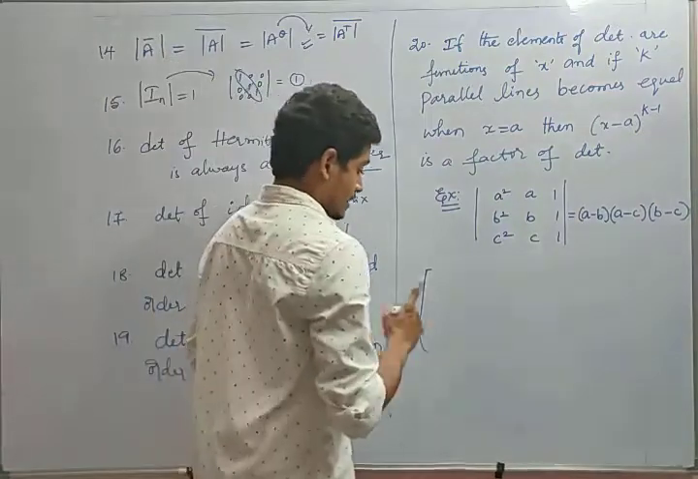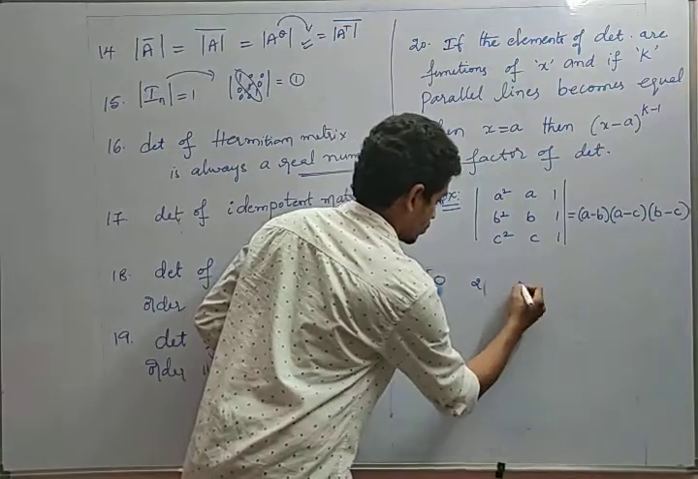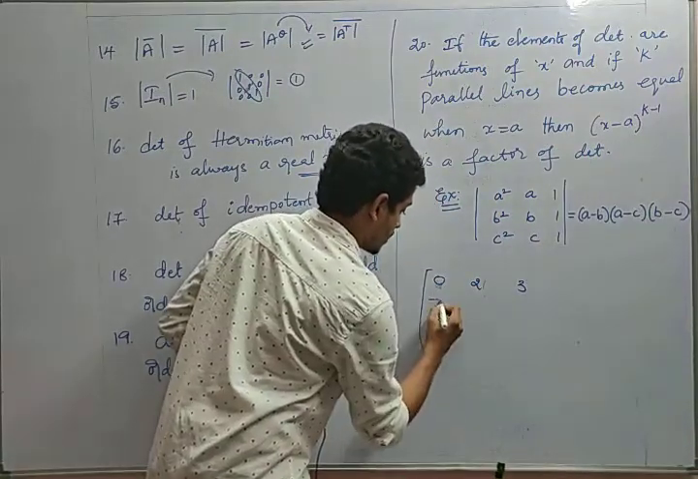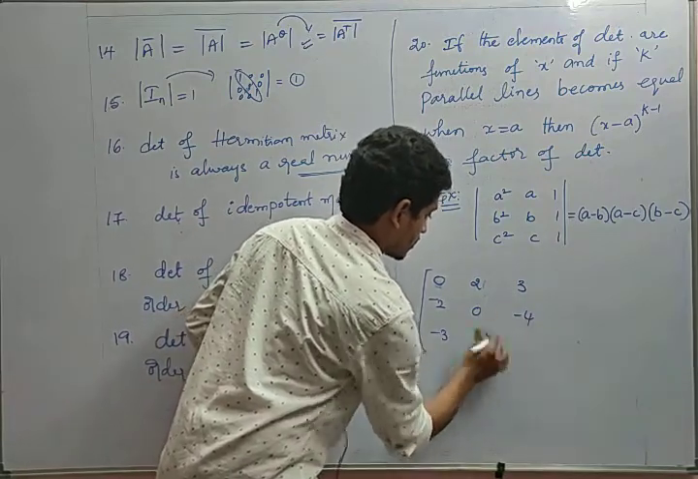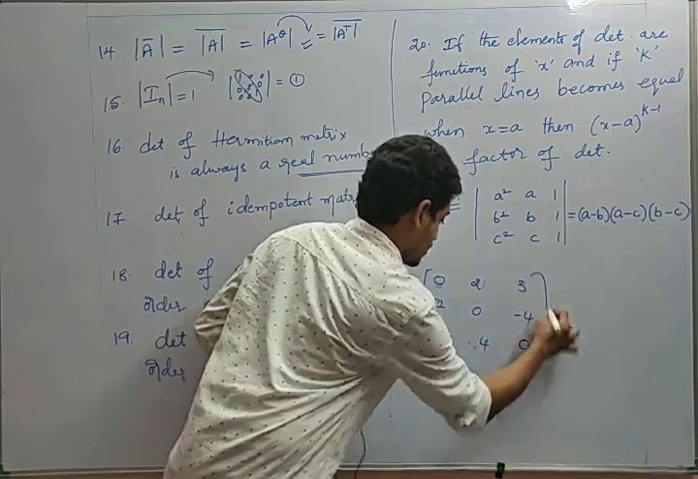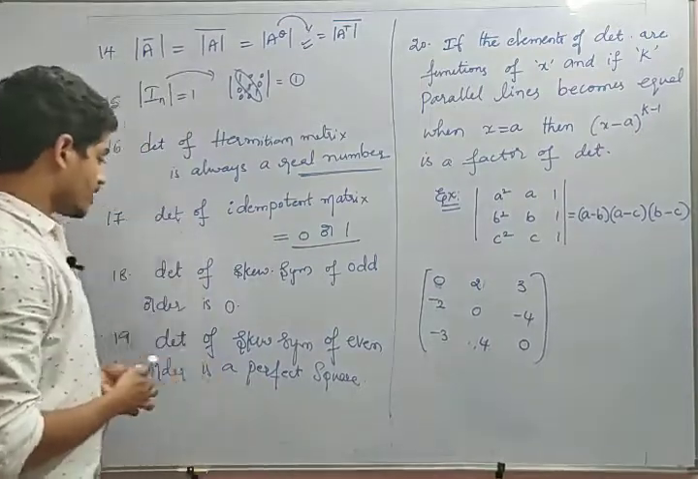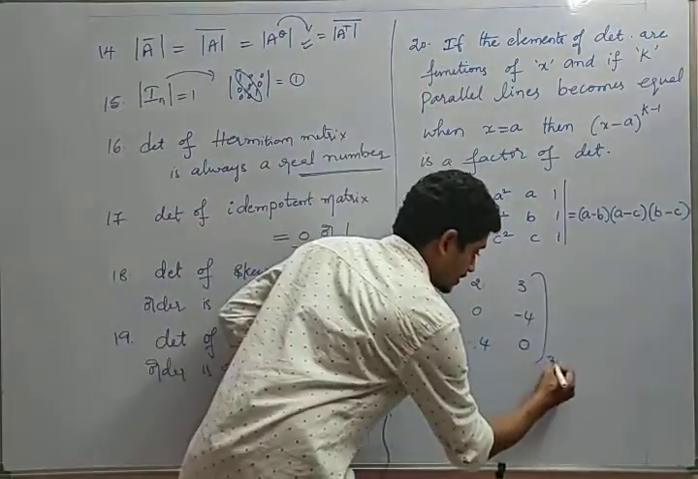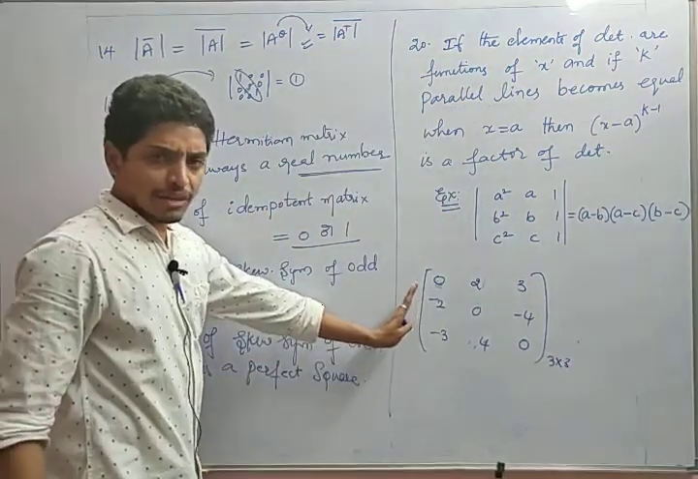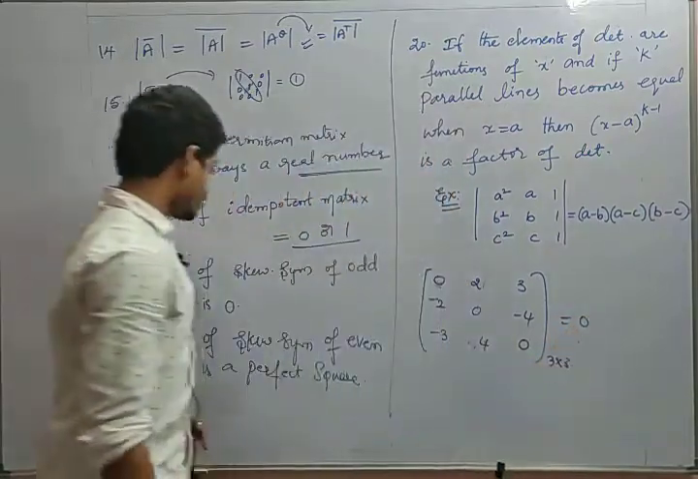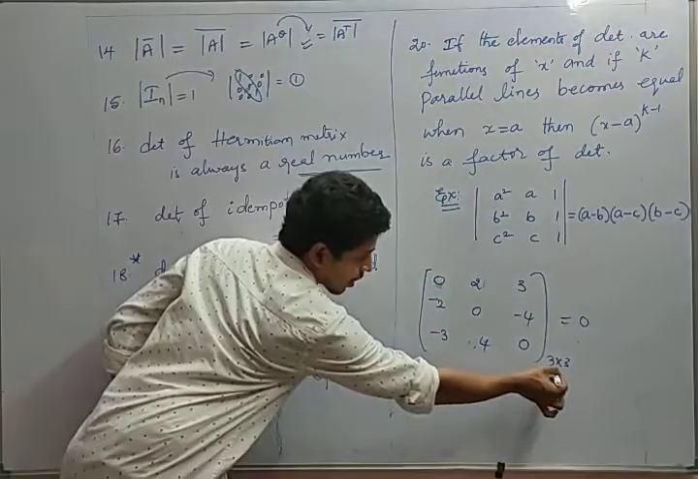Skew symmetric matrix in the sense, see, suppose this is 0, 2, 3, this is minus 2, 0, minus 4, this is minus 3, 4 and 0, right? Is this a skew symmetric matrix friends? Yes, this is A transpose equals minus A. So this is of third order, that is nothing but odd order. There is no need to find out the determinant friends, directly it is 0, because in our properties we are learning here that determinant of skew symmetric matrix of odd order is 0.